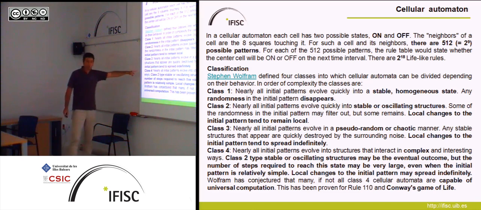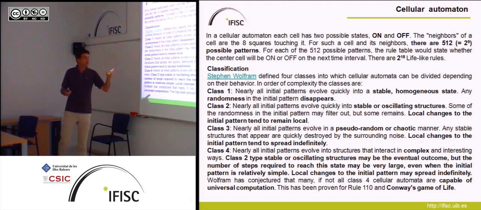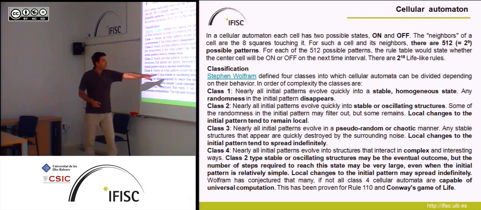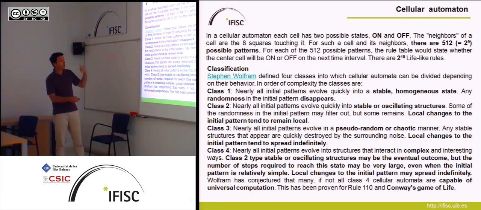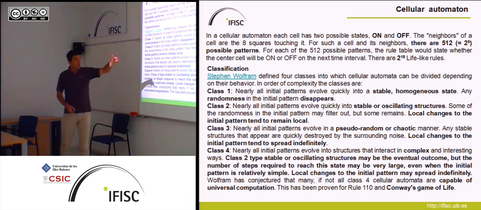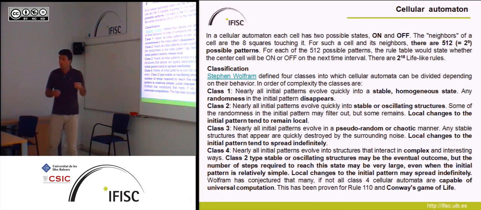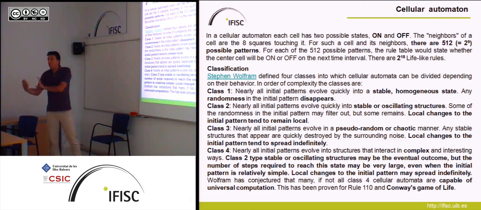And then, very importantly, there is another class, class 4. Nearly all initial patterns evolve into structures that interact in complex and interesting ways. So it's complex. Class 2 type stable oscillating structures may appear eventually, but the number of steps required to reach them may be very large, even when the initial pattern is relatively simple. You put in a simple perturbation and you see a very complex thing that stays on for a long time, and you may end up with an oscillatory thing. And importantly, local changes may spread indefinitely, or may remain local. You don't know.